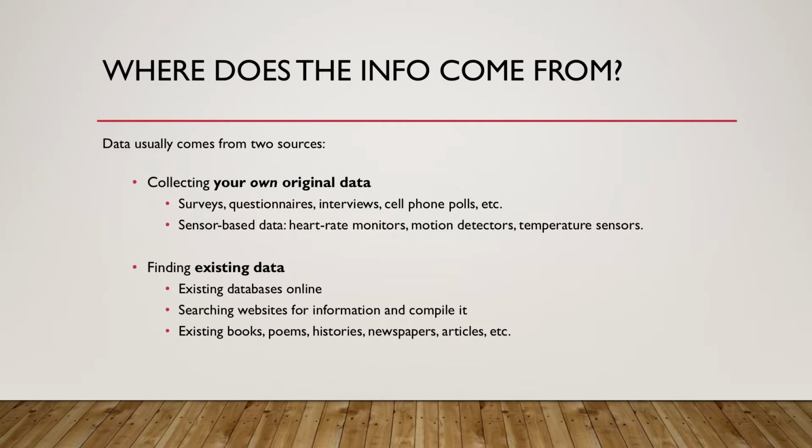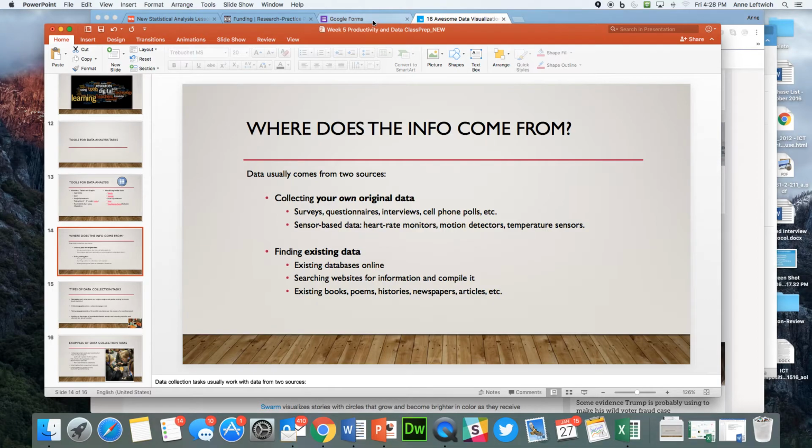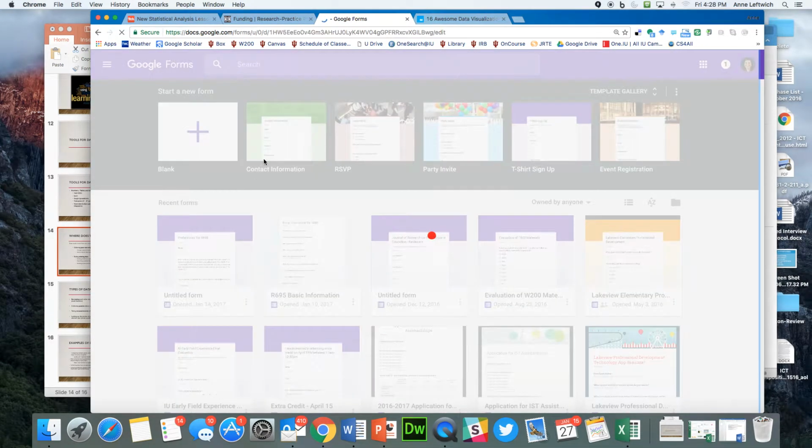Data can come from 2 different places. So you can collect your own data. You can even do this through surveys or questionnaires, having your students actually go out and collect this information, or sensor-based data. Measurements would be another one. So if you're measuring your own data, Google Forms is another great way that you can do that.